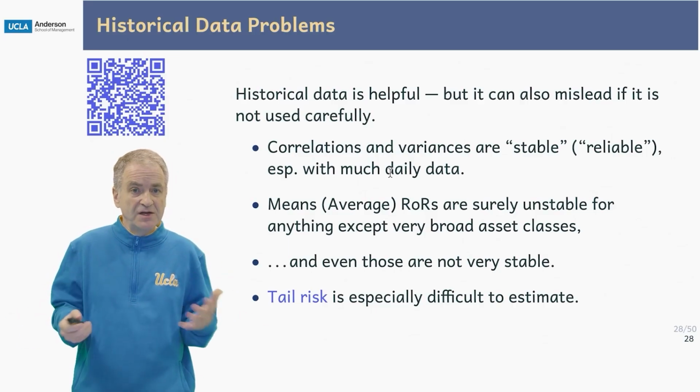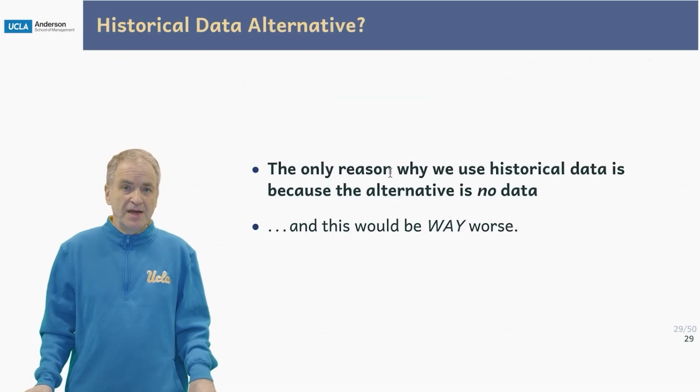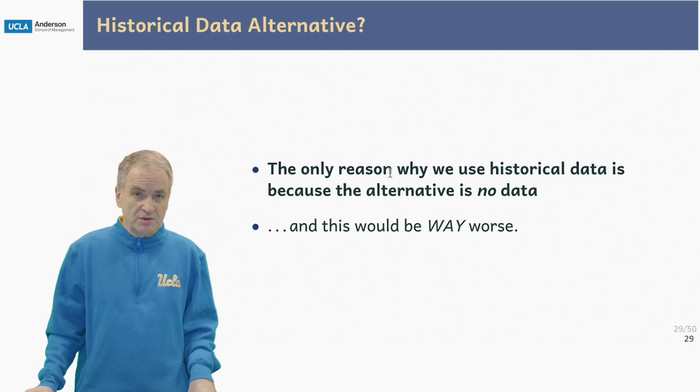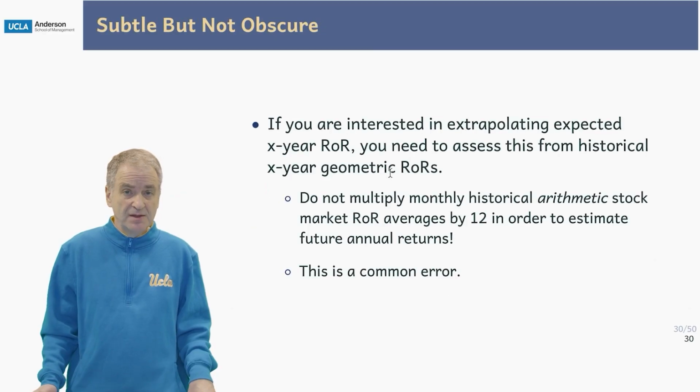It is very, very difficult to estimate. So tail risk, we don't know very much. The only reason why we use historical data is because the alternative is no data, and that would be way worse.